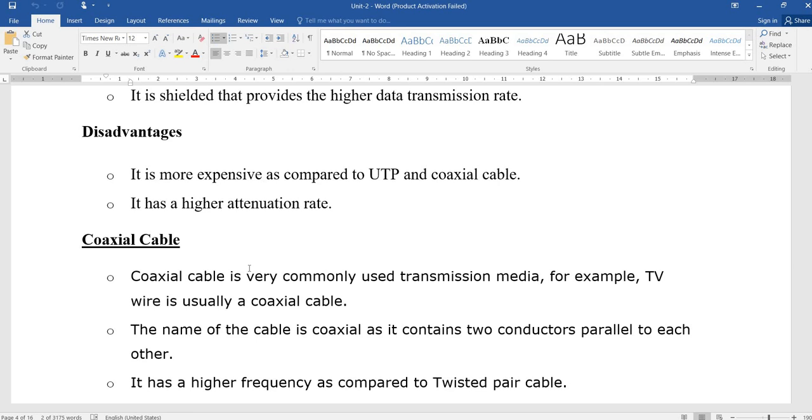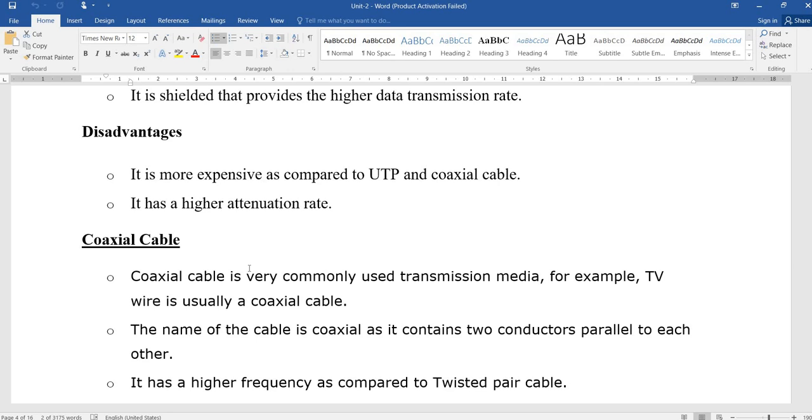So you need a separate graphic network to plug in these coaxial cables, and we also have to have junctions, BNC junction connections. So it's a bit expensive. Coaxial cable is very commonly used as a transmission medium, for example in TV. In cable TV, it is still used because it can transmit lots of data without amplification.